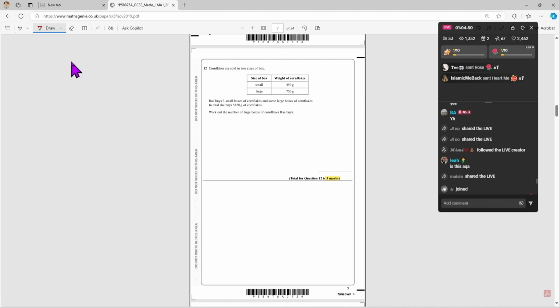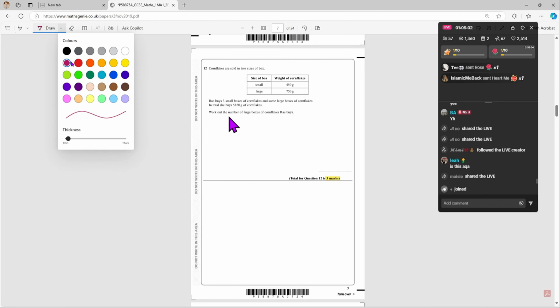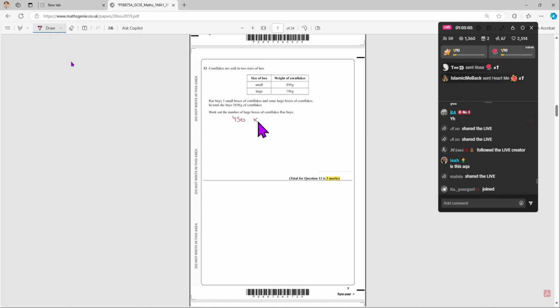So, the first thing we're going to do, we're going to do 450, which is the weight of a small box, times 3, because you bought 3 small boxes. So you do 450 multiplied by 3. Now you will use a calculator for this, and you're going to get 1,350 grams. So the small boxes have a total weight of 1,350 grams. So you're going to do 5,850 grams, which is the total, minus 1,350, which is equal to 4,500 grams.